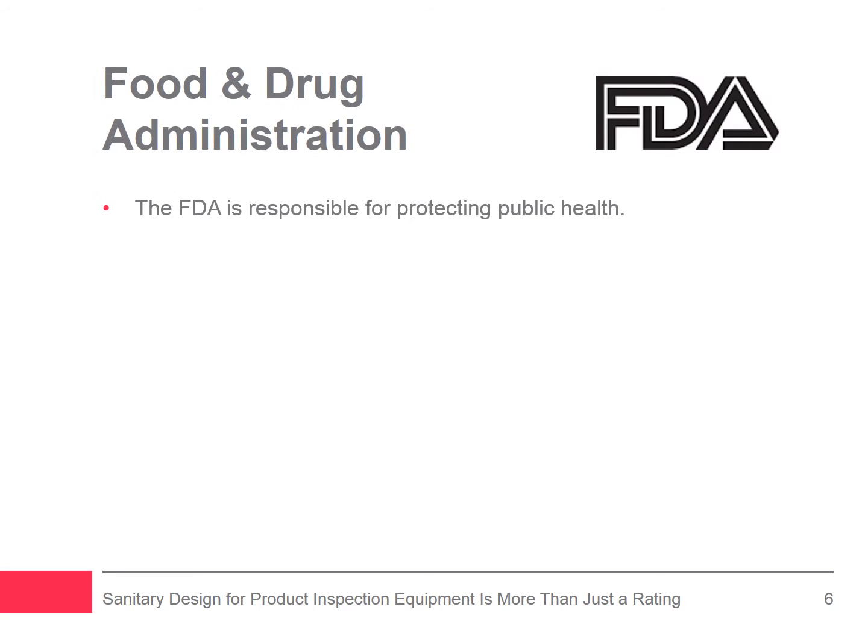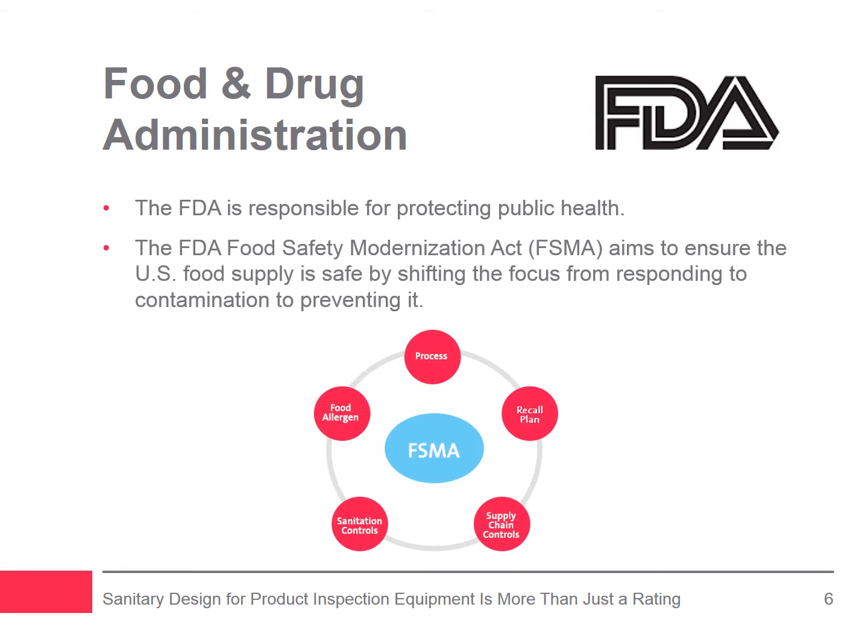The Food and Drug Administration, FDA, is responsible for protecting public health by ensuring the safety, efficacy, and security of human and veterinary drugs, biological products, medical devices, the nation's food supply, cosmetics, and products that emit radiation. The FDA Food Safety Modernization Act, FSMA, aims to ensure the U.S. food supply is safe by shifting the focus from responding to contamination to preventing it.